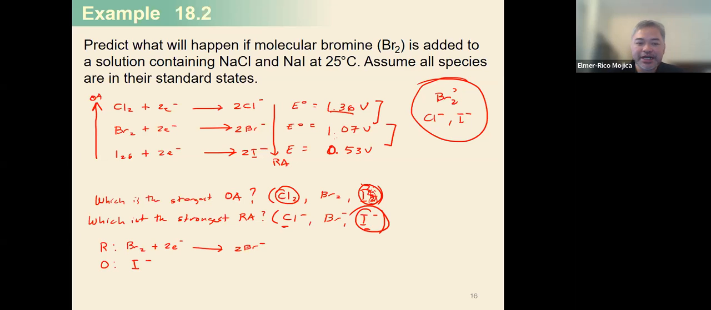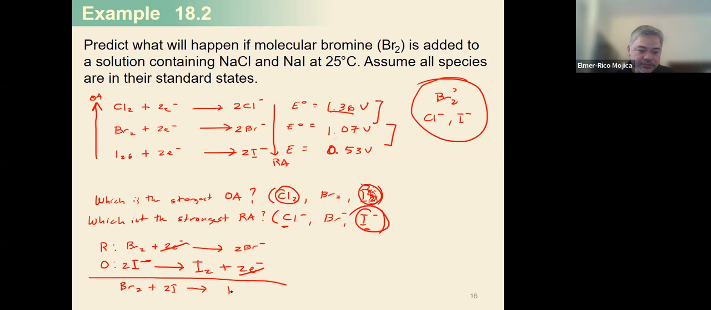Because what will happen here is your iodide will undergo oxidation. So 2I minus producing I2 plus 2 electrons. And if you're going to look at the overall reaction, you just cancel this one. Are we clear on this? Because the other reaction that we have here is this one.